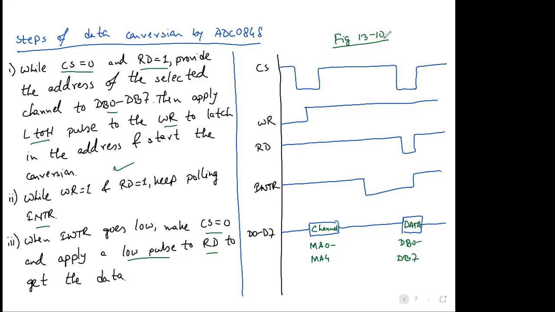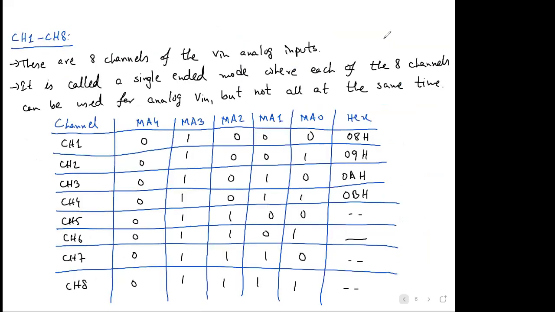Single-ended mode means you can use only one specific channel at a particular instant of time. You cannot use two or more channels, or all the channels, at the same time. At a specific time, you can use any one channel. So you can use any one channel at a specific time. That is what is known as single-ended mode.